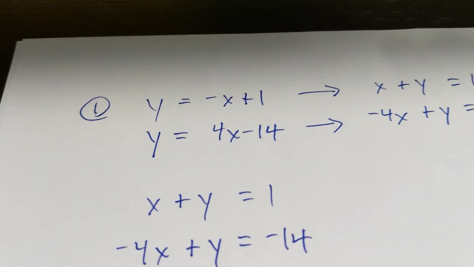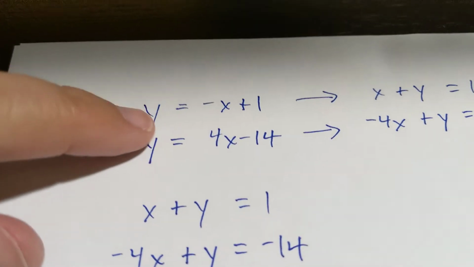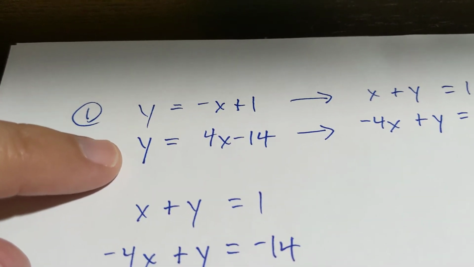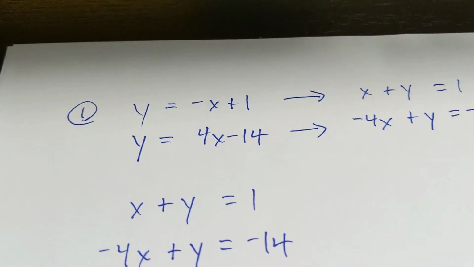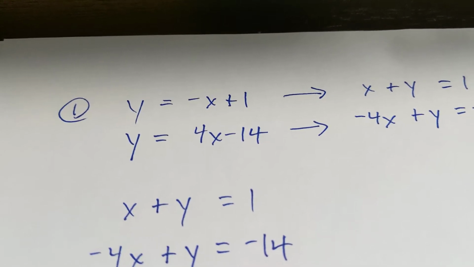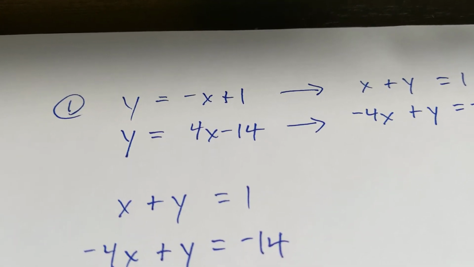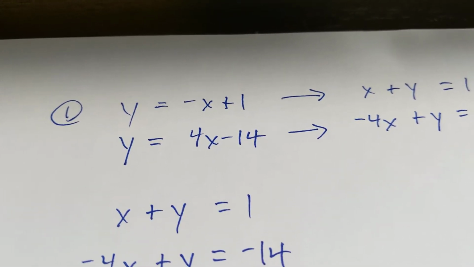I want to focus in on this problem here. It's a system of linear equations. We have y equals negative x plus 1 and y equals 4x minus 14. It's two linear equations together, and we're trying to figure out what x and y would be so that both statements are true. And the instructions on this particular worksheet says to do this by elimination.